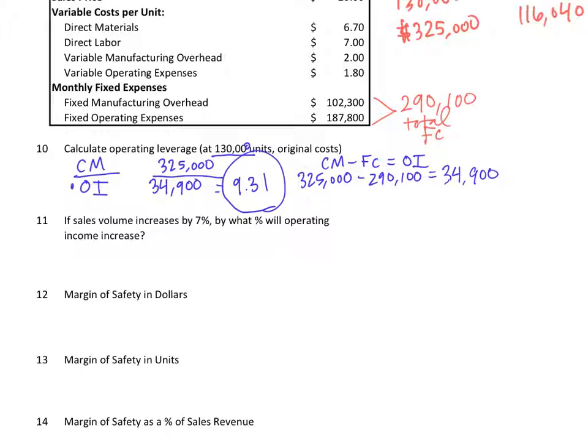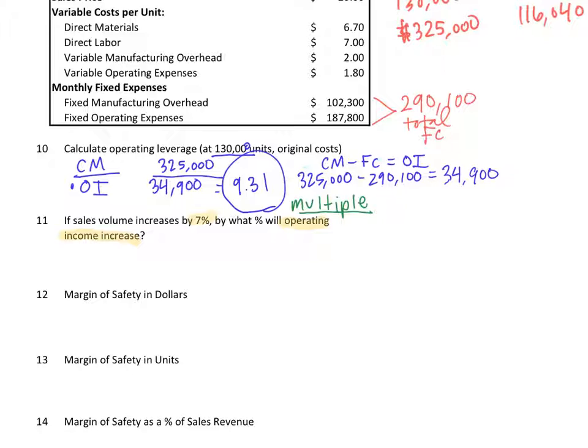But what is operating leverage? Operating leverage is a multiple. It is not a dollar amount. It is a multiple that tells us how much operating income changes when the sales volume changes. So the reason we calculate operating leverage is so that we can make calculations like our next step, number 11, where we are trying to figure out what happens to operating income when sales volume increases by a given percentage.